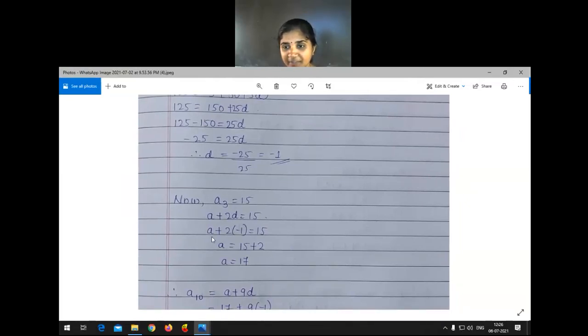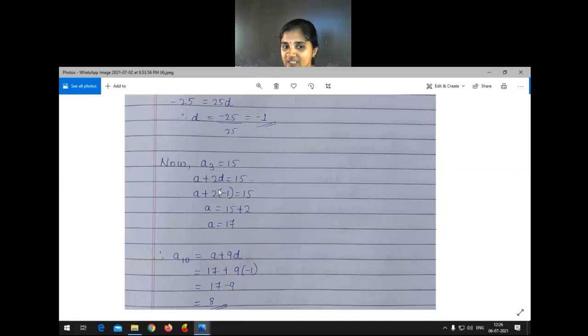Right, no? So d we got. To find A10 we will use a plus 9d. 9 is there, but a is not there. So what do we have to do? Now we have to use the given data A3. A3 is equal to 15 is given. A3 we take as a plus 2d. A plus 2d is equal to 15. Then a plus 2 into d value minus 1 is equal to 15. Then a is equal to 15 plus 2, that is 17. Using this given data, we got the a value, the first term.